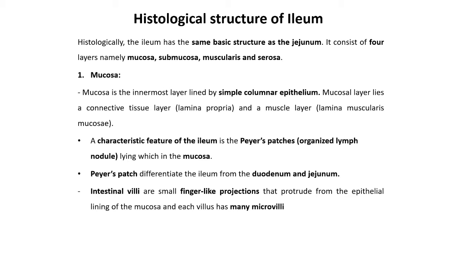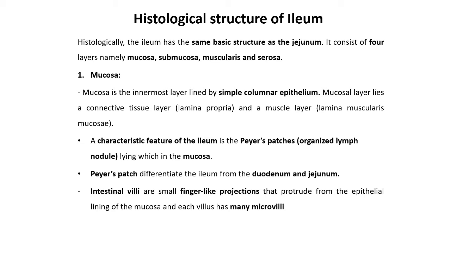Then histological structure of ileum. Generally, we have seen the histological structure of duodenum showing four distinct layers, that is mucosa, submucosa, muscularis and serosa. Same as duodenum, ileum also has the same basic structure, that is four distinct layers: mucosa, submucosa, muscularis and serosa.